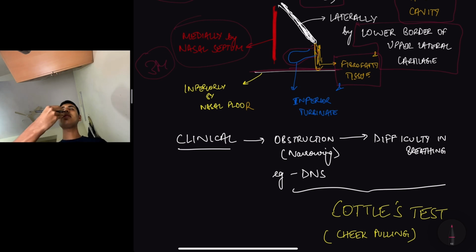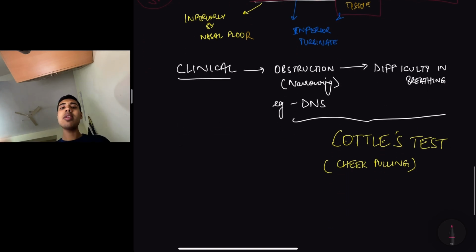Medially, you have the nasal septum. Laterally, you first have the lower border of the upper lateral cartilage and the fibrofatty tissue, and inside you have the inferior turbinate, and you have the floor of the nasal cavity. These are the boundaries of the internal nasal valve, also known as limen nasi, which is the narrowest part of the nasal cavity. Then let's come to the clinical aspect of this nasal valve.